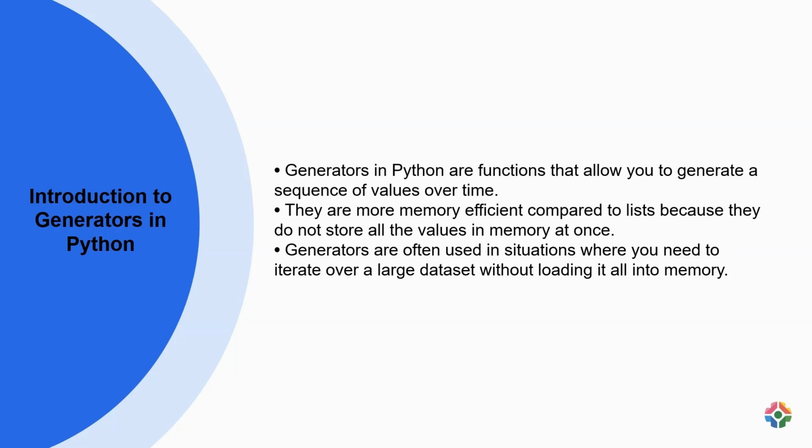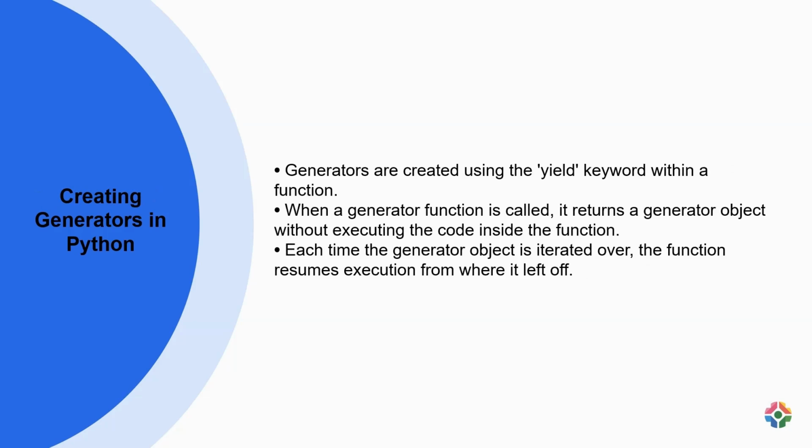For instance, when processing extensive log files or streaming data from a live source, generators are beneficial due to their ability to manage data incrementally without overwhelming memory resources. Generators are formed by employing the yield keyword within a function. Upon calling a generator function, it produces a generator object without running the function's code. Each iteration over the generator object prompts the function to resume execution from the previous stopping point.